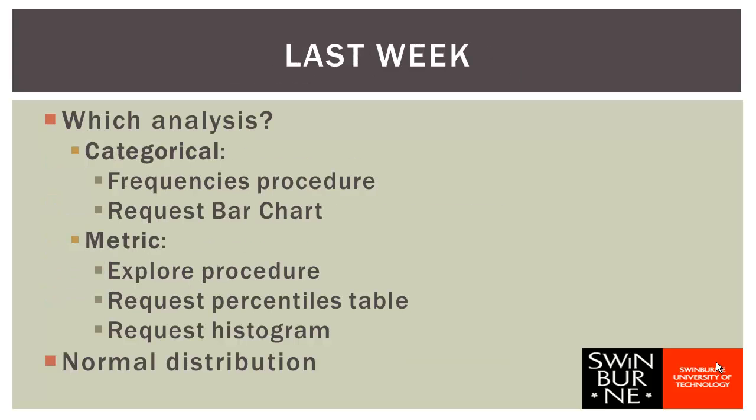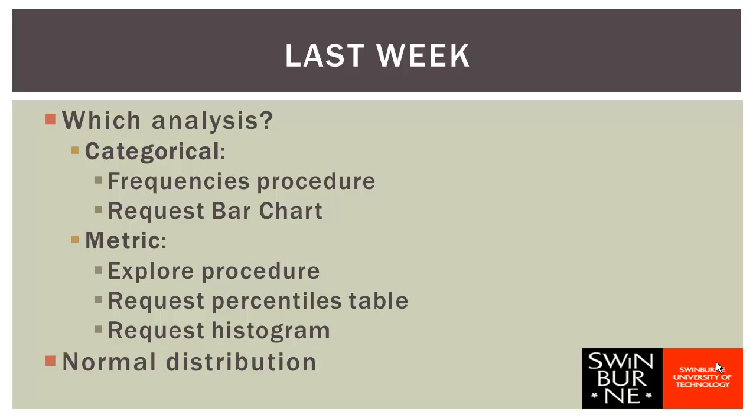Last week we looked at using different analyses to describe a distribution depending on the way the variable was measured. So for categorical variables we'd use the frequencies procedure, and we would look at the frequency table and a percentage bar chart to describe the distribution. But for metric variables we'd use the explore procedure, and we would use the table of descriptive statistics, percentiles, a box plot and a histogram.